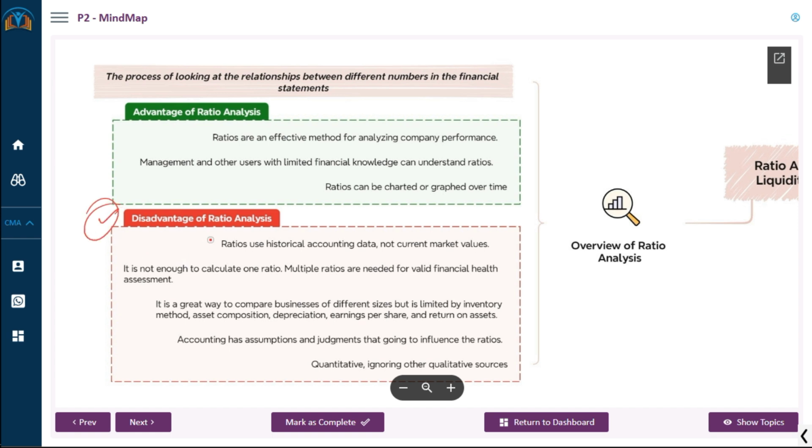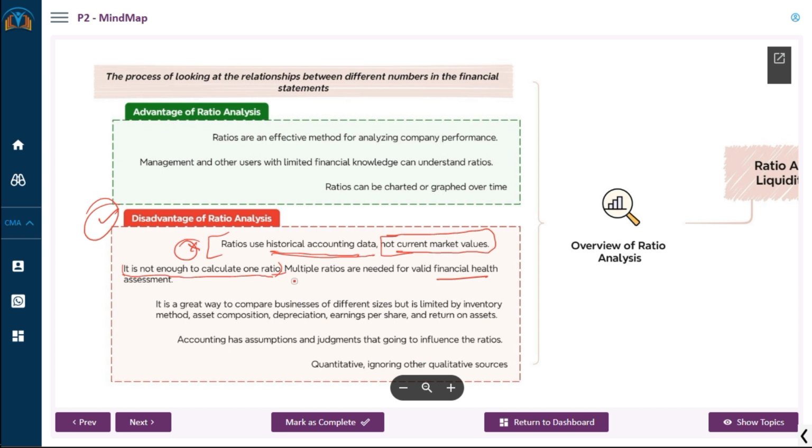In ratio analysis, what we do, we use historical accounting data. So we are not using the market values. While using the historical accounting data, it's not present, meaning we are in the past. So that's why this is one of the disadvantages of ratio analysis. And another disadvantage is that it's not enough to calculate one ratio. So you have to calculate multiple ratios in order to judge the financial health of a company.